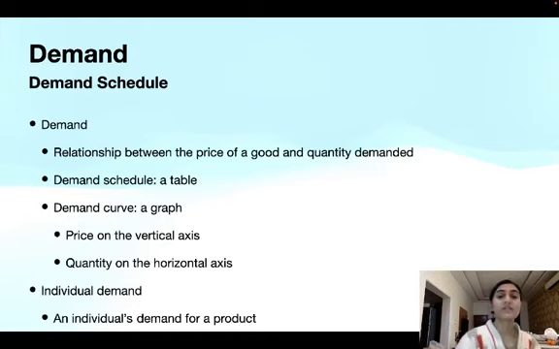The relationship between different prices and different quantities that will be demanded is called the demand schedule. When we draw this schedule in the form of a table, which we'll do in a while, it is called the demand schedule, and when we draw it on a graph, it is called the demand curve. For drawing the demand curve, price is taken on the vertical axis and quantity is taken on the horizontal axis.